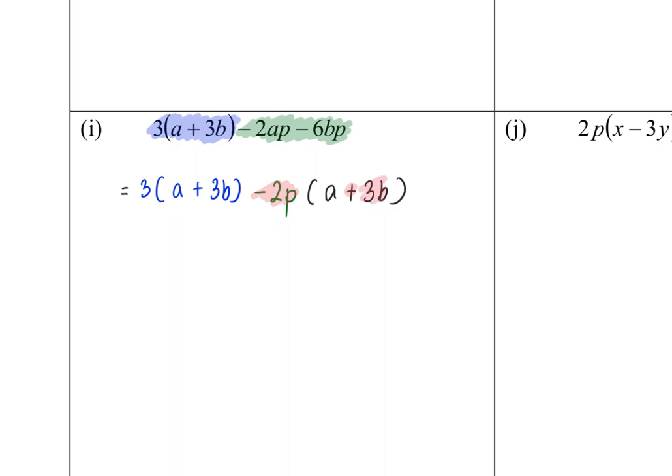Because if I were to expand and simplify this out, negative 2p times positive 3p will give me back my negative 6p. Yep. And so from here, we can then see that the a plus 3b is the common factor, and I'm left with 3 minus 2p.